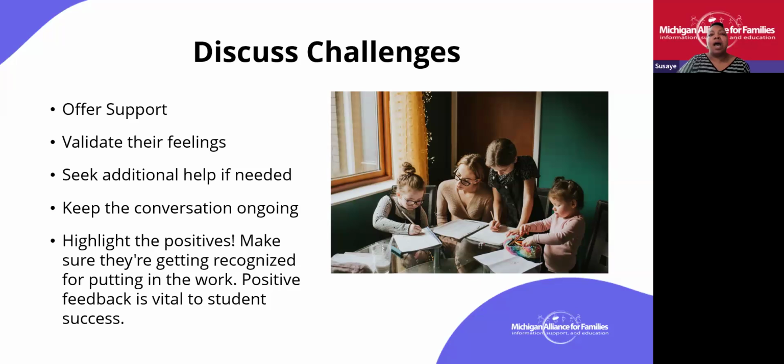Just remember this, highlight the positives. Make sure they are recognized for putting in their own work. Positive feedback is vital to student success.